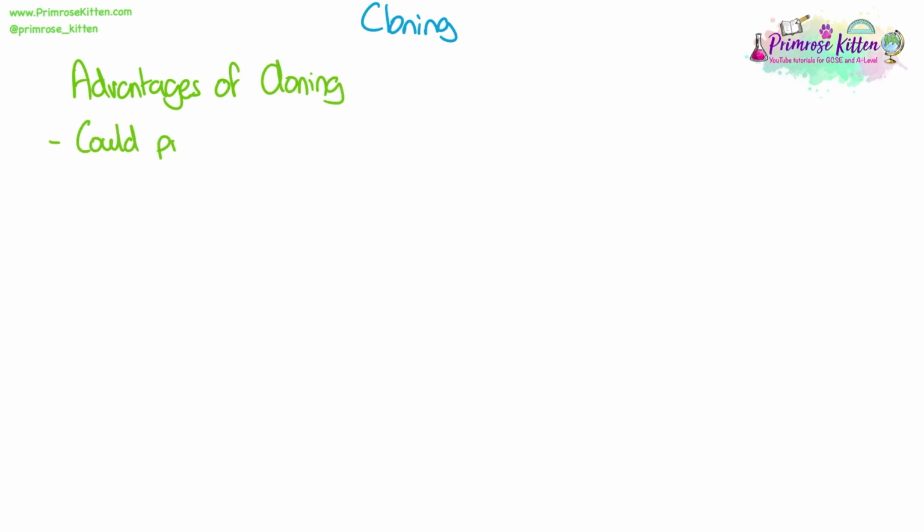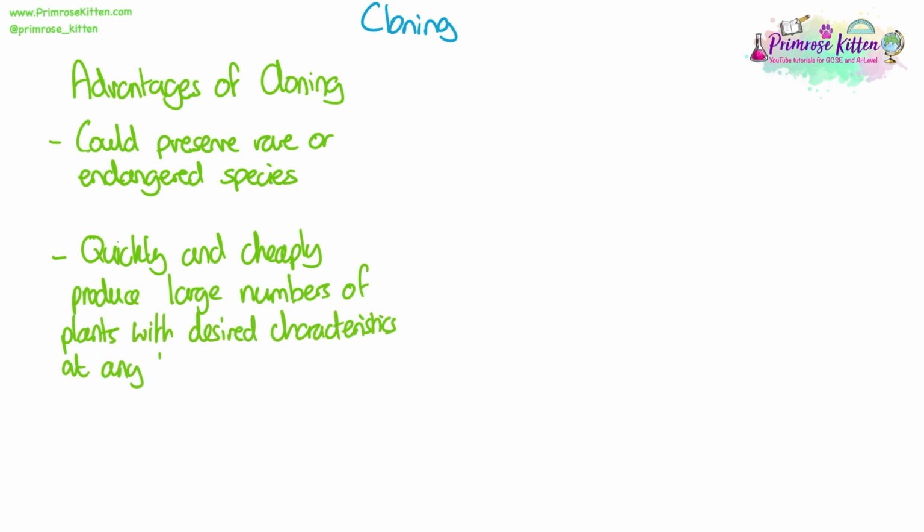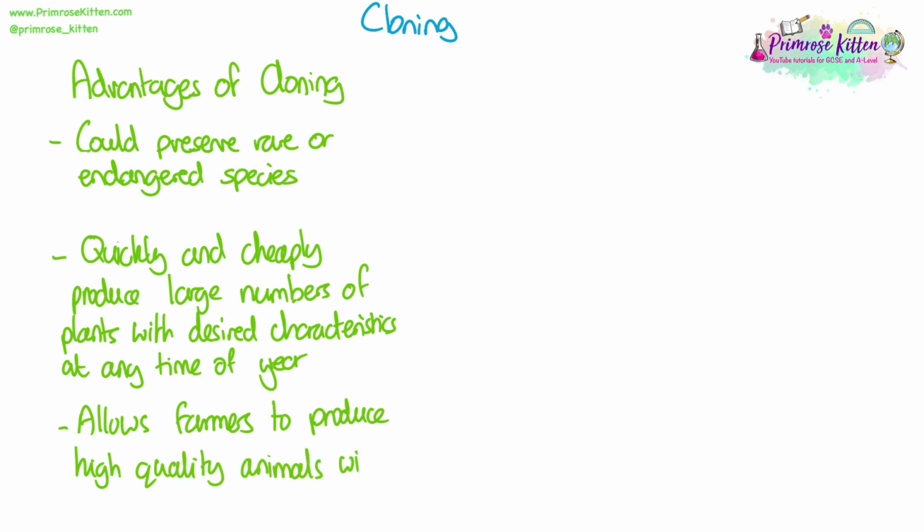Cloning could help to preserve rare or endangered species of both animals and plants. It is a quick and cheap way to produce large numbers of plants with desired characteristics, and it can be done at any time of year. It allows farmers to produce high quality animals with desired characteristics. So they're not having to go through the process of selective breeding, and they're not having to run the risk of having variation and differences in their livestock year to year. They know what they're going to get.